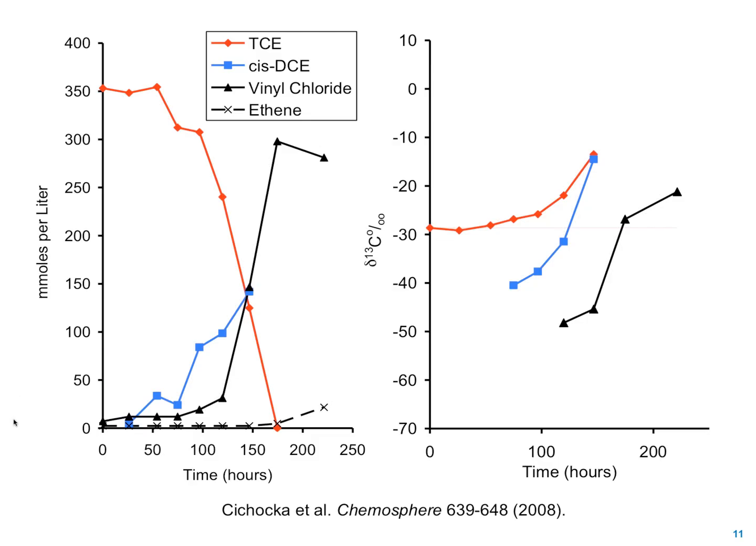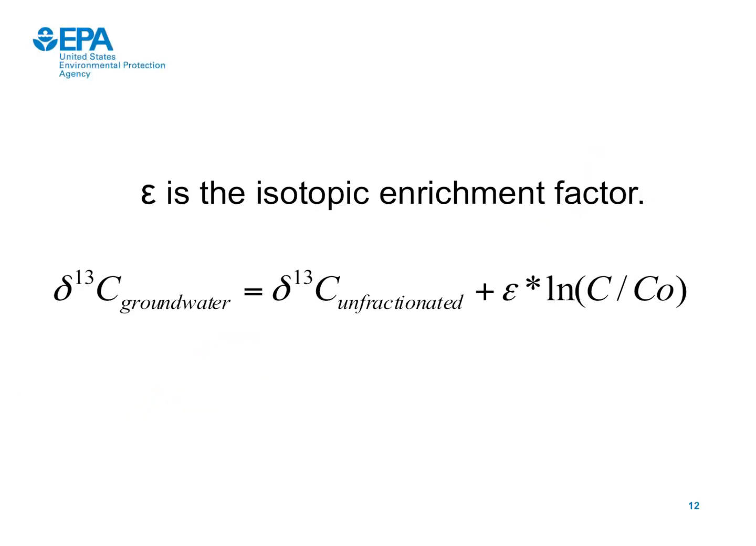This is just another microcosm study that has a little better detail on what's happening with the TCE. Again, you see as TCE disappears, its concentration goes down. The delta 13C for TCE gradually increases. Go to the next slide.